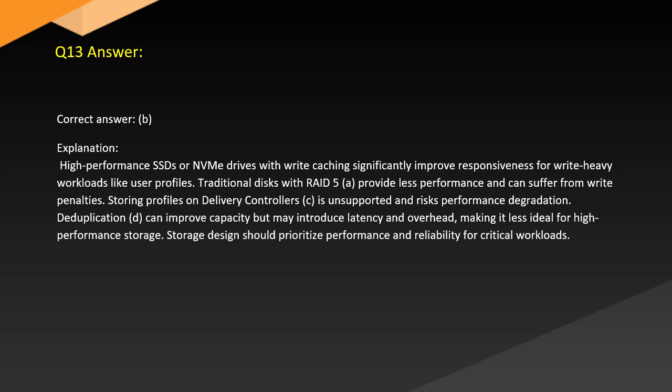Answer. Correct answer: B. Explanation. High-performance SSD NVMe drives with write caching significantly improve responsiveness for write-heavy workloads like user profiles. Traditional disks with RAID 5 provide less performance and can suffer from write penalties. Storing profiles on delivery controllers, C. Is unsupported and risks performance degradation. Deduplication, D. Can improve capacity but may introduce latency and overhead, making it less ideal for high-performance storage. Storage design should prioritize performance and reliability for critical workloads.